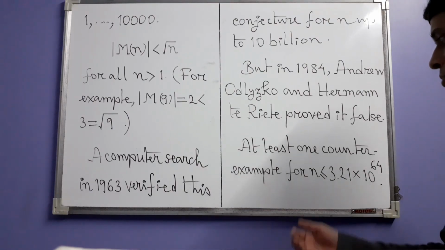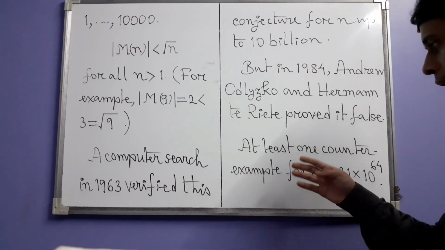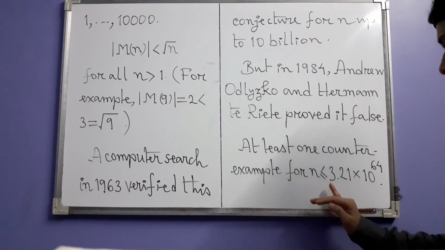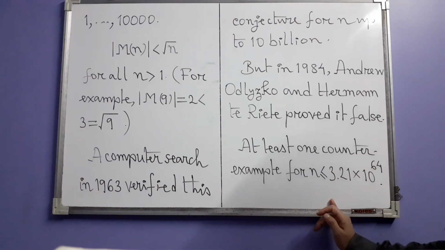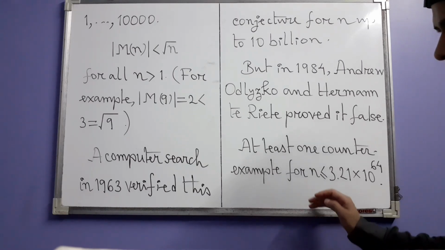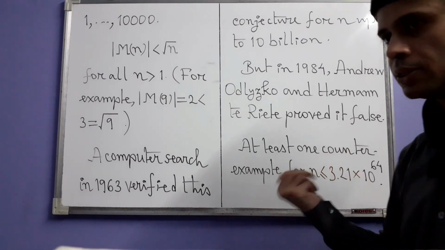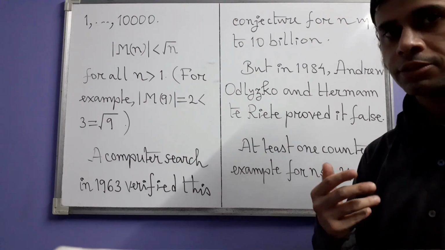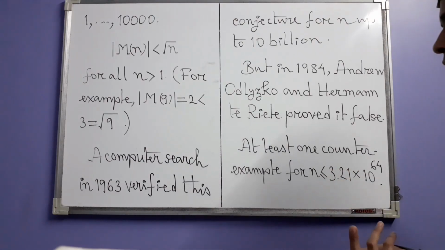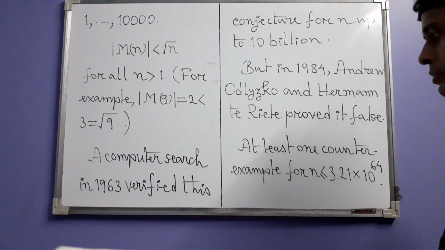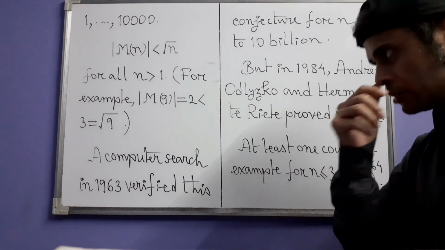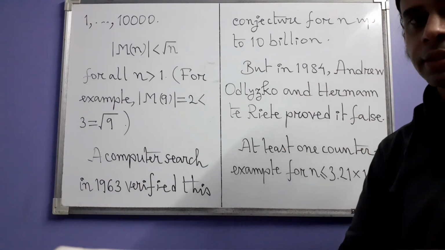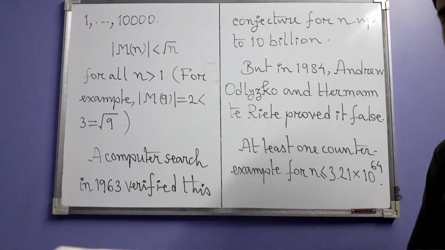But now people know that there must be at least one counterexample for n less than or equal to this gigantic number. Okay, so the proof is there, the proof is an existence proof, or rather I should say disproof, that this conjecture is false, but no value of n is known for which it is really false. I mean, no concrete value of n is known, only its existence has been proven.